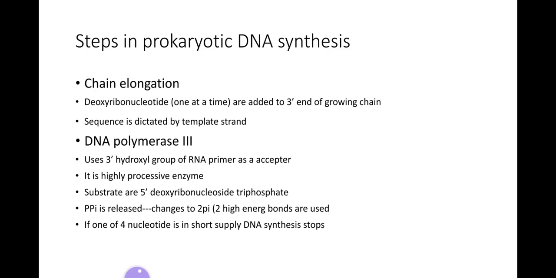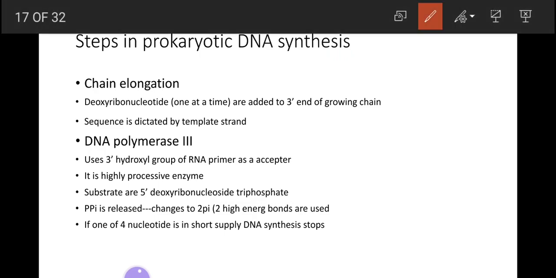Chain elongation. I have told you before that deoxyribonucleotides are added to the 3' end of the growing chain. In the previous diagram I showed you that the deoxyribonucleotides are added to the 3' end of the growing chain. And which one of the 4 types of deoxyribonucleotide is required will be dictated by the template strand. Now the DNA polymerase specifically used for the DNA synthesis is DNA polymerase 3.